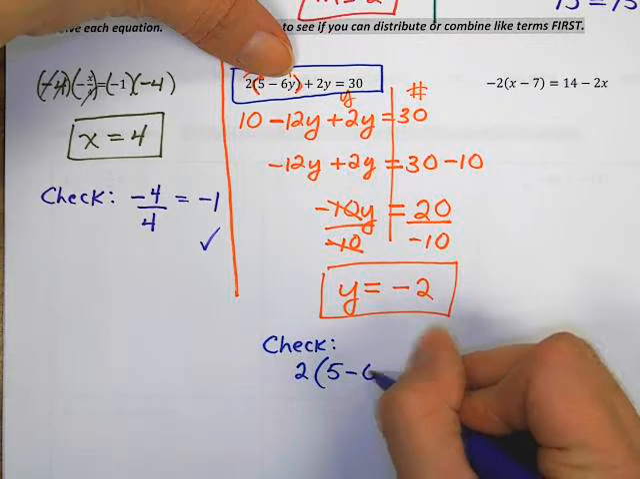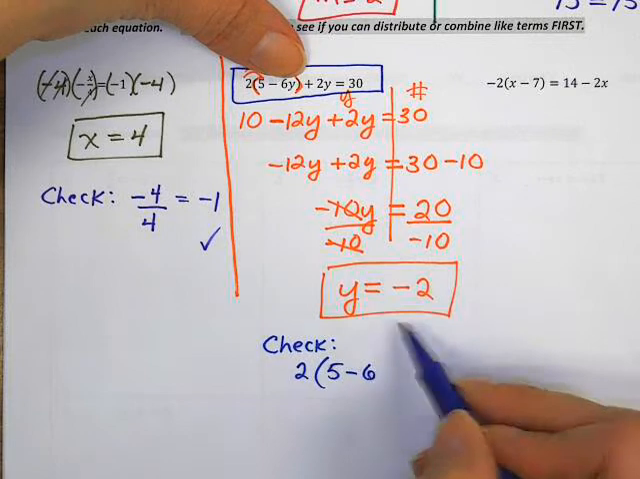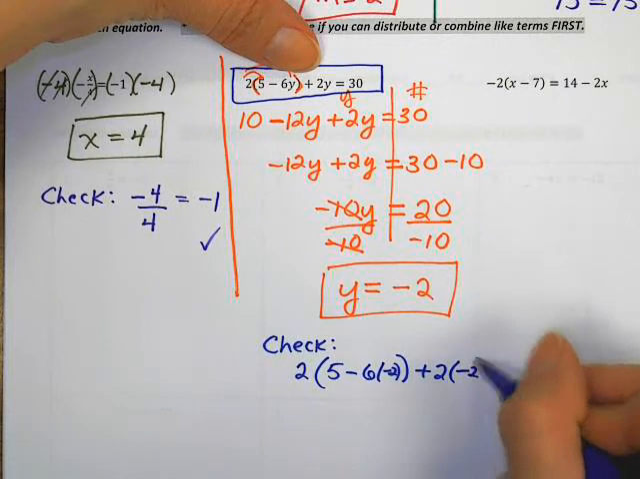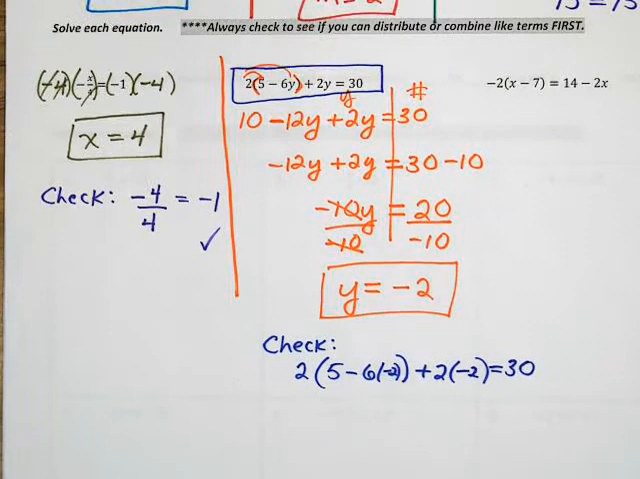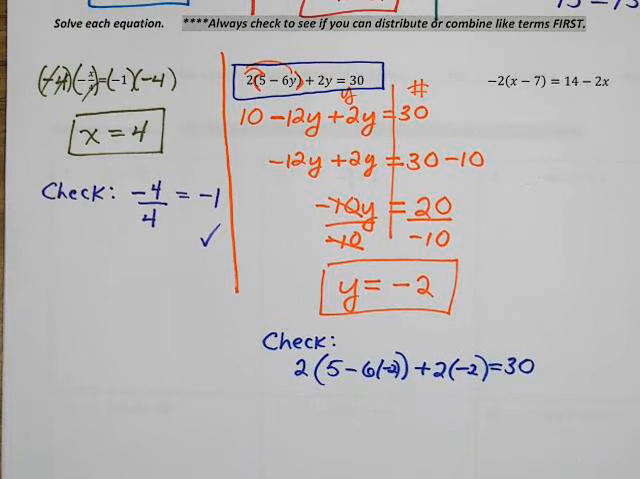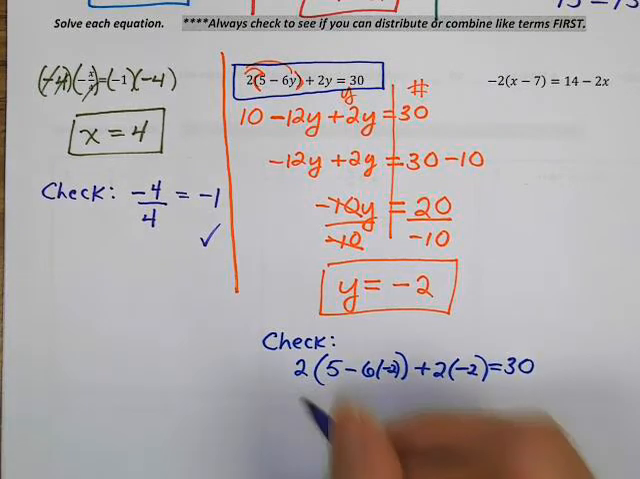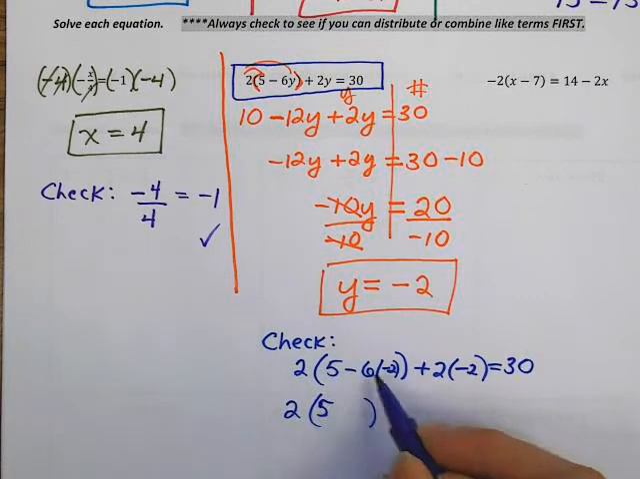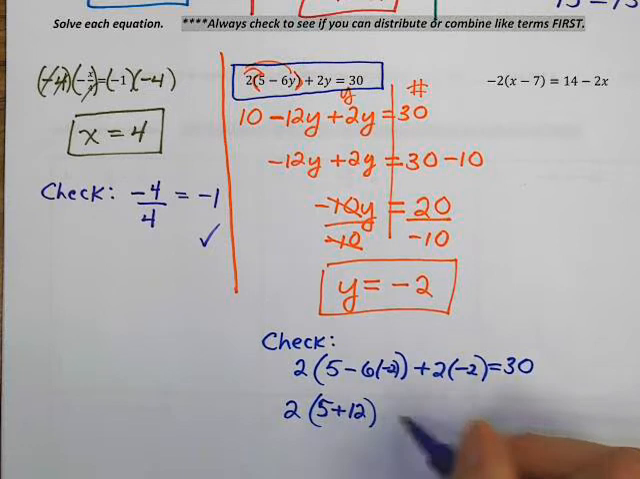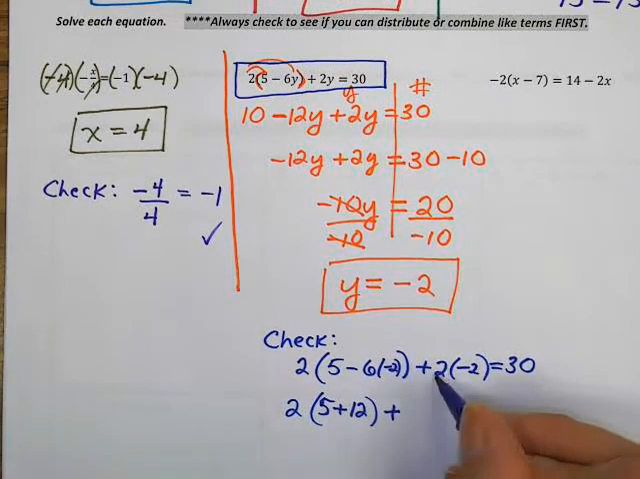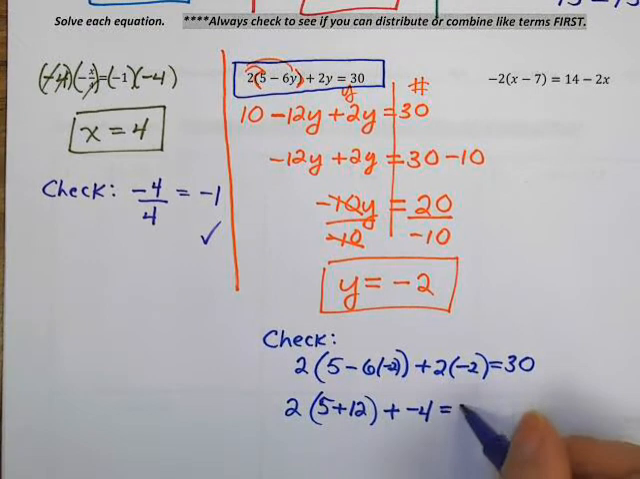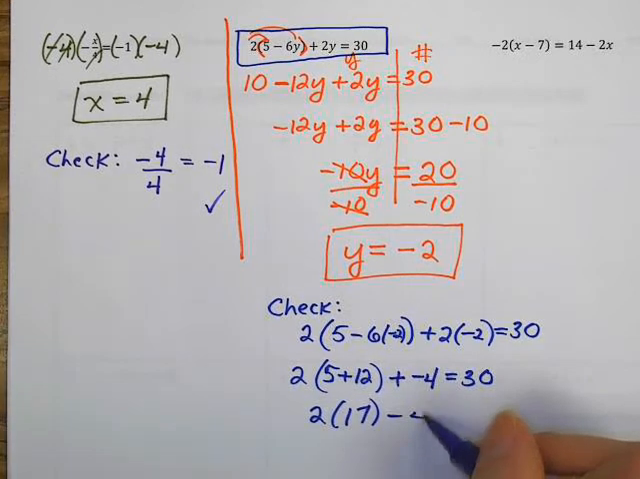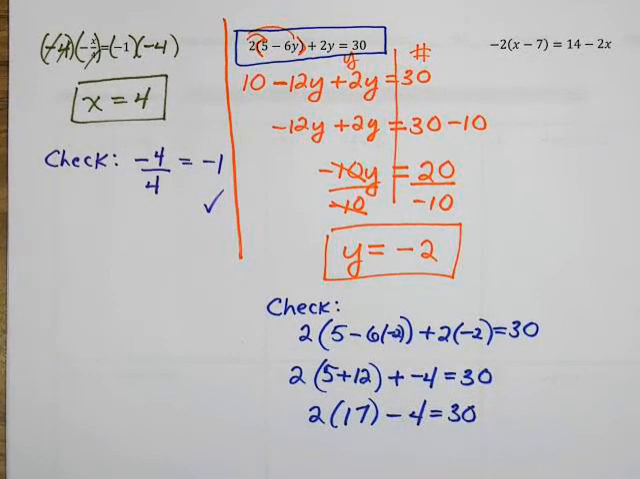5 minus 6 times the y, okay, which is negative 2, plus 2 times the y. I'm hoping that this equals 30. So go ahead and type all that in, or do some work here. This is 2. 5, a negative times a negative is a positive 12. And then a positive times a negative is negative 4. 2 times 17 minus 4. Does that make a 30?